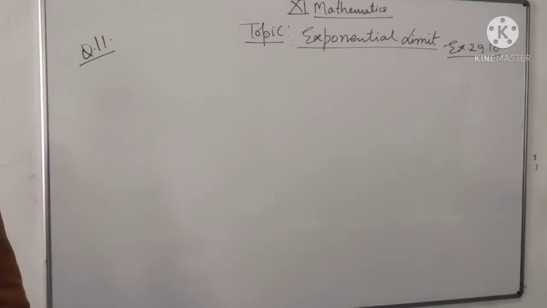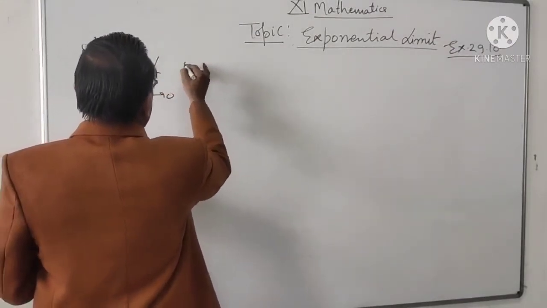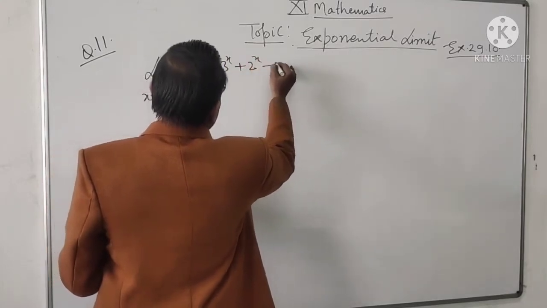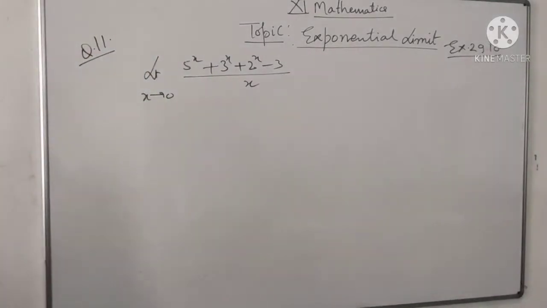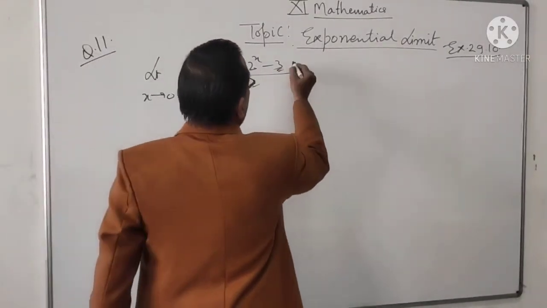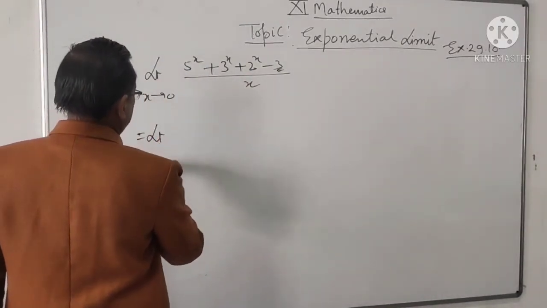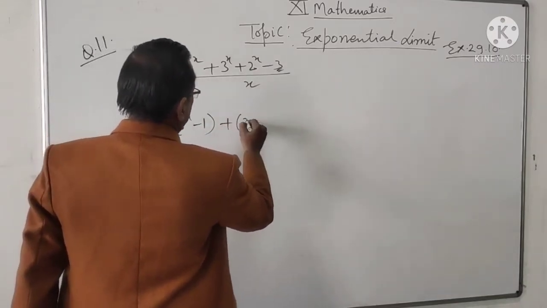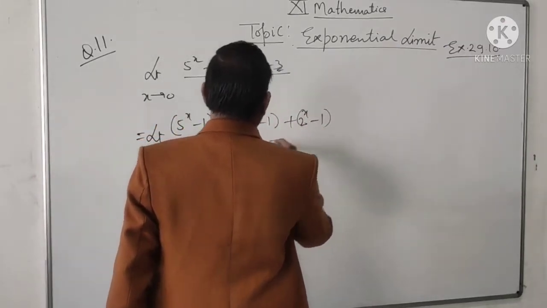Next is question number 11. That is limit x tends to 0, (5 power x plus 3 power x plus 2 power x minus 3) upon x. So here we will break this 3 like 1 plus 1 plus 1 and convert into the standard limit: (5 power x minus 1 plus 3 power x minus 1 plus 2 power x minus 1) divided by x.